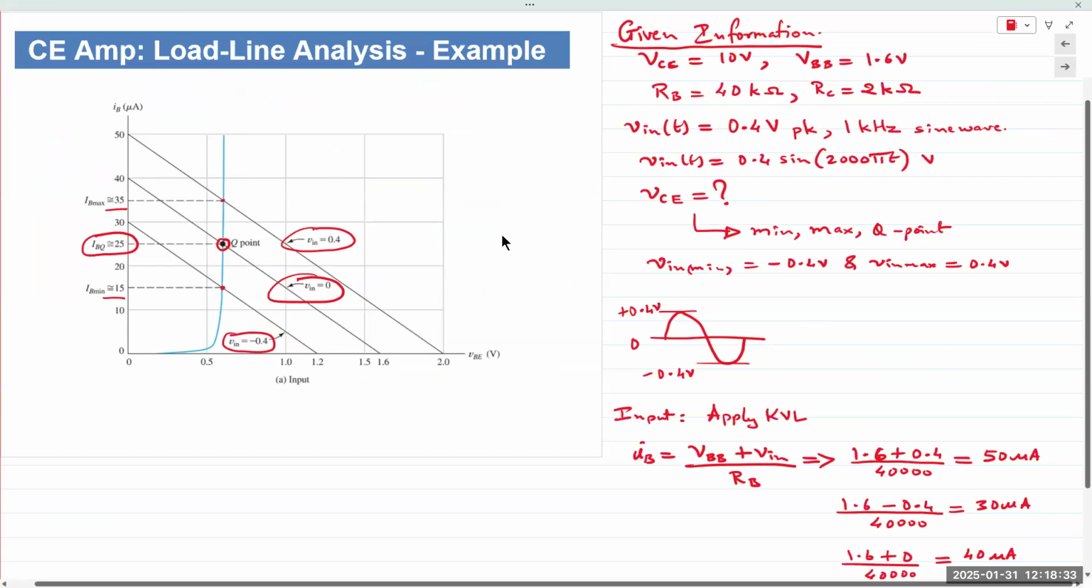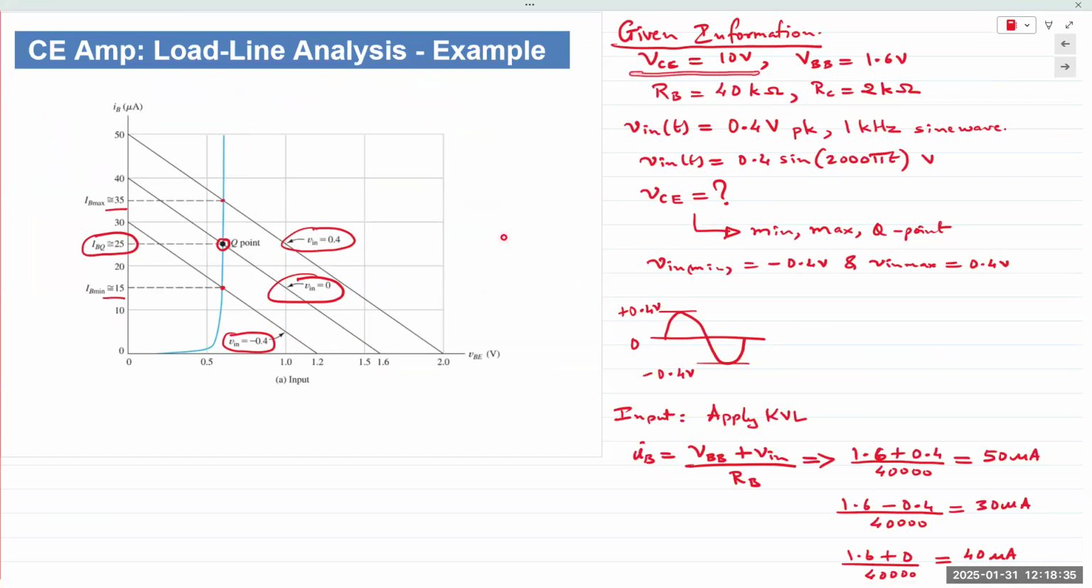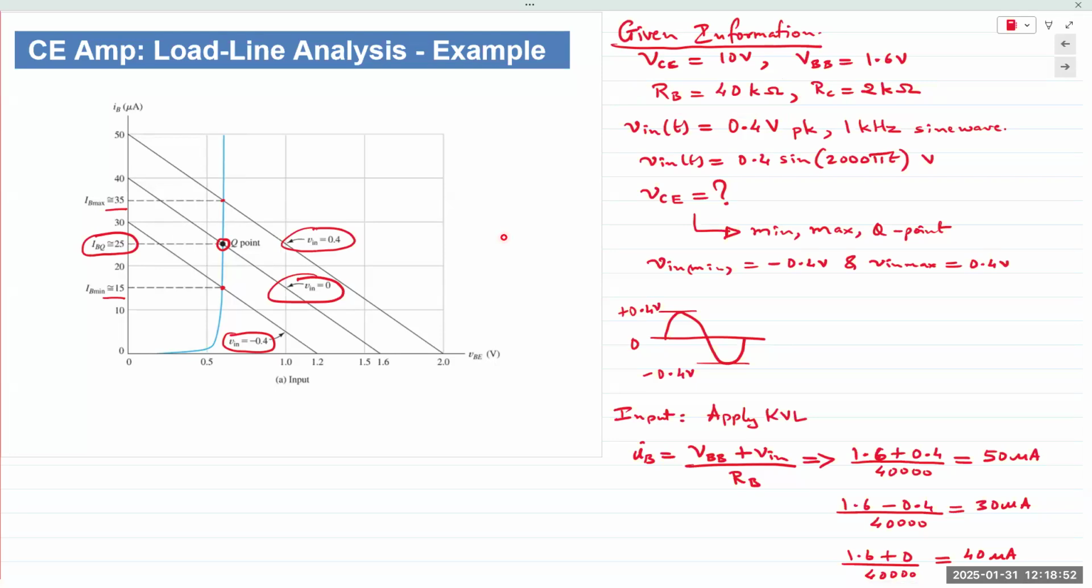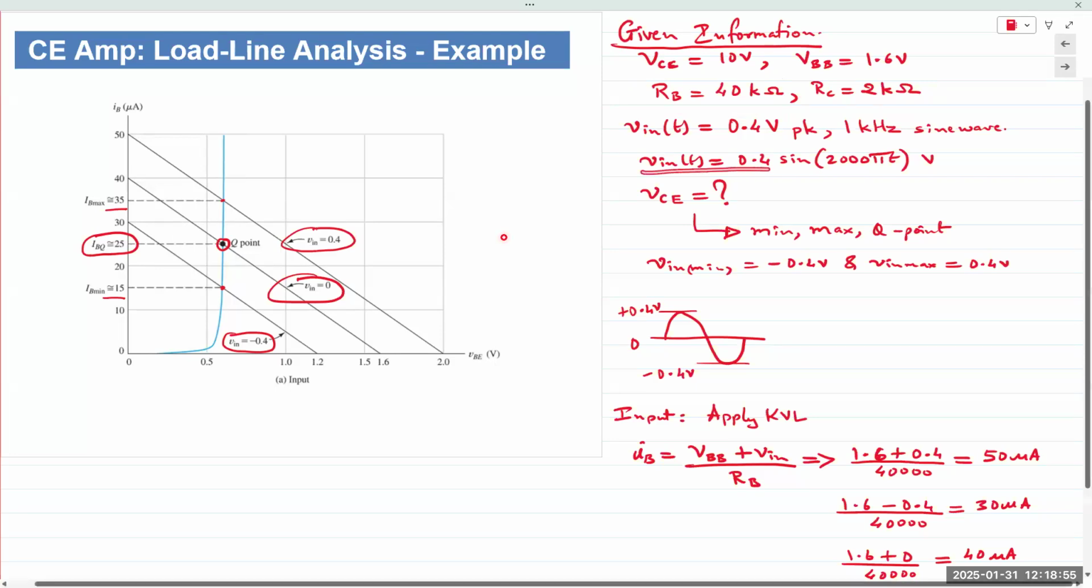Given information: VCC, the DC voltage applied to the output side, is 10 volts. VBB, the DC voltage applied to the input side, is 1.6 volts. The base resistor is 40 kilo ohms. Collector resistor is 2 kilo ohms. Okay. V in of t is 0.4 times sine 2000 pi t. That means VM or VP, the peak value or magnitude of the voltage, is 0.4 volts.